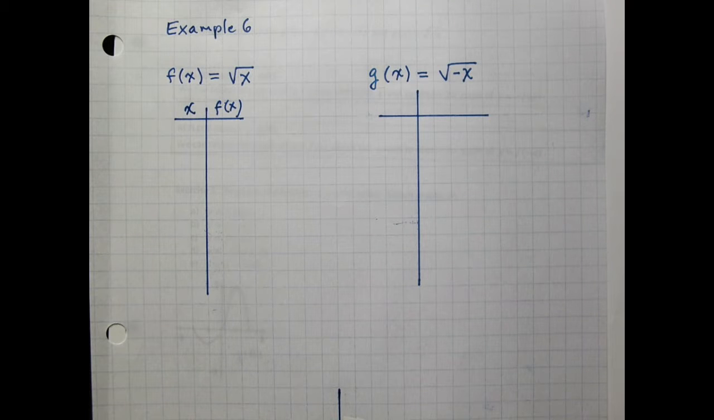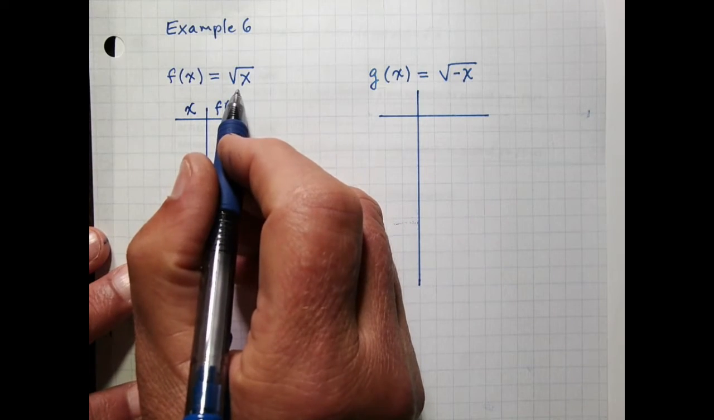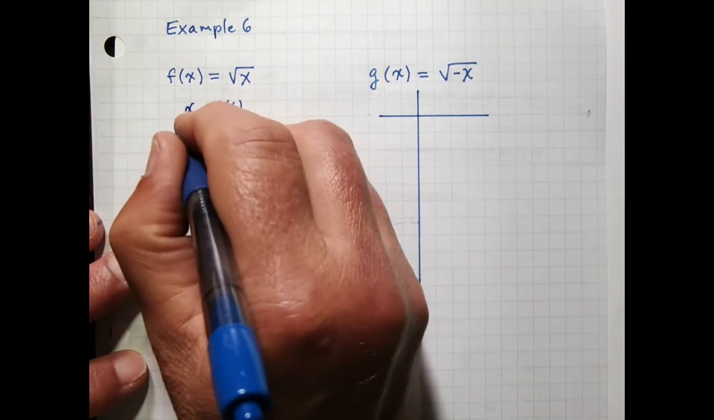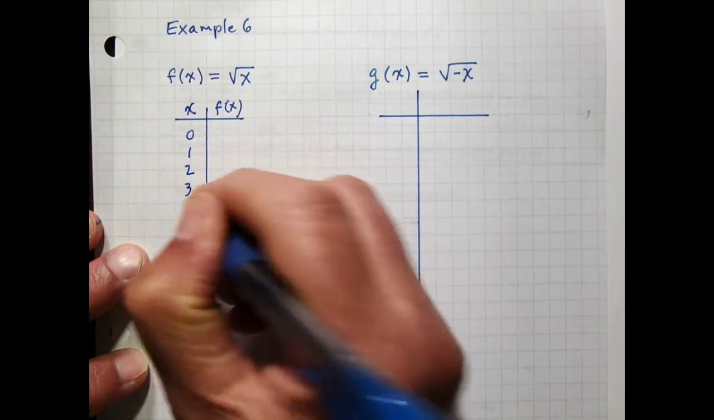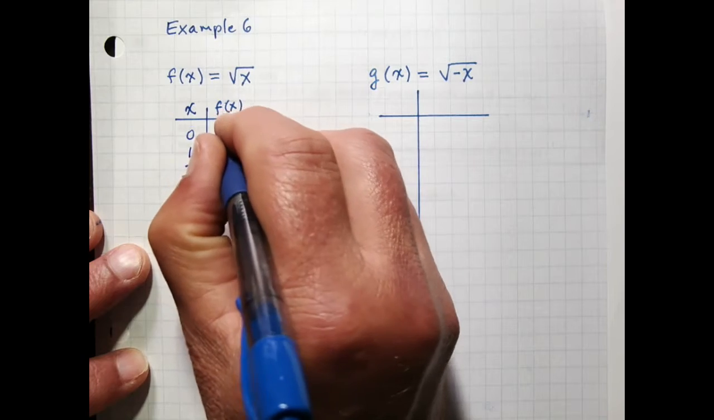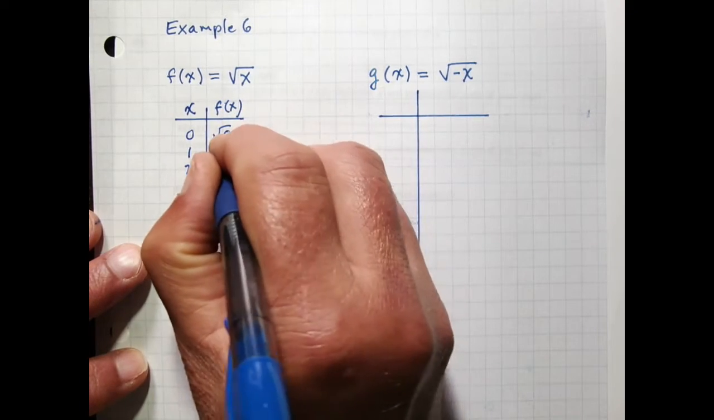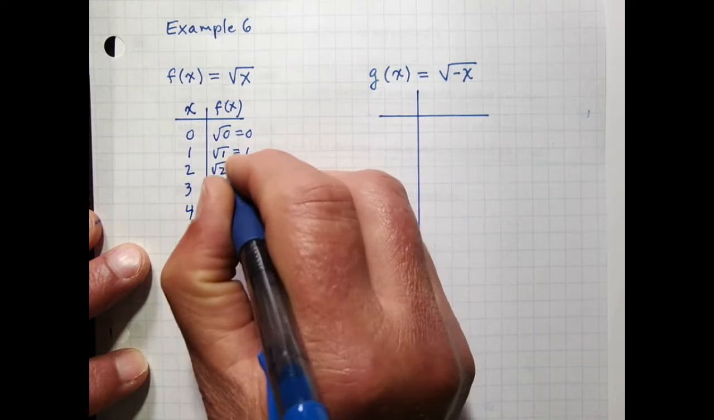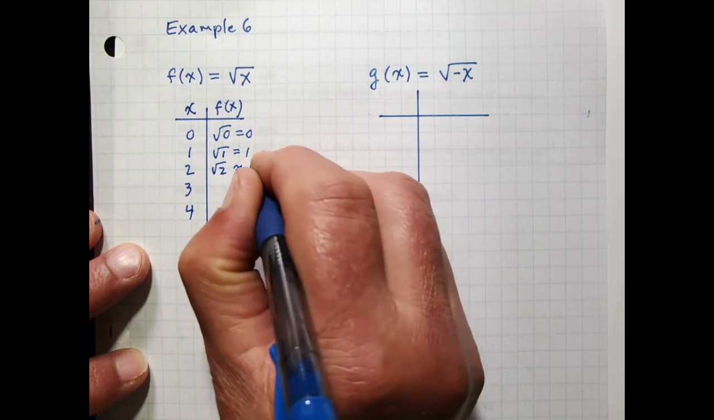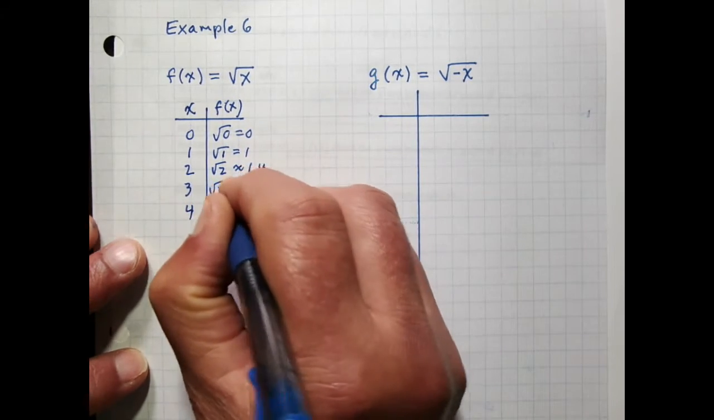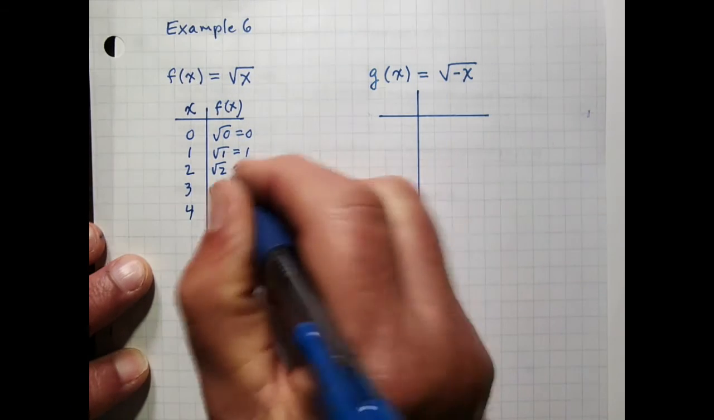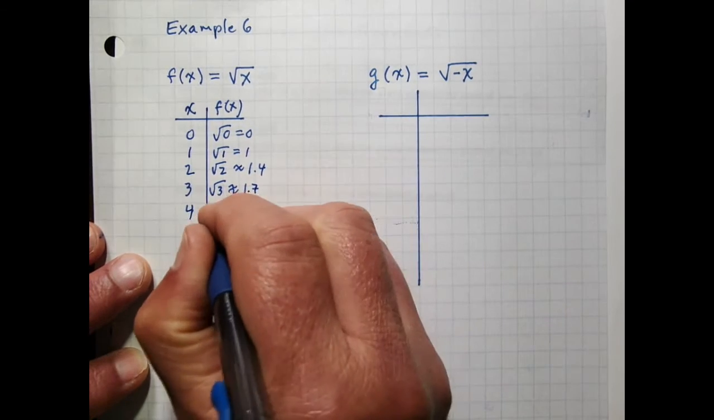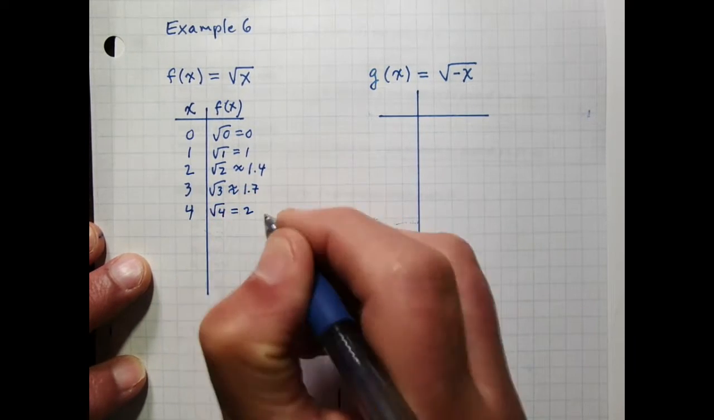And I'm working with a new function now. I guess we haven't graphed this one yet today, so I'm going to write it out, square root. But we have done it before, so we all know. Square root of 0 is 0, square root of 1 is 1, square root of 2, we can use a decimal, it's about 1.4. Square root of 3 is about 1.7, right? Square root of 4 is exactly 2.